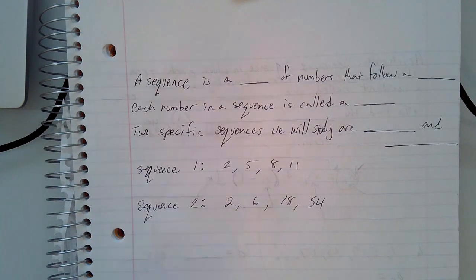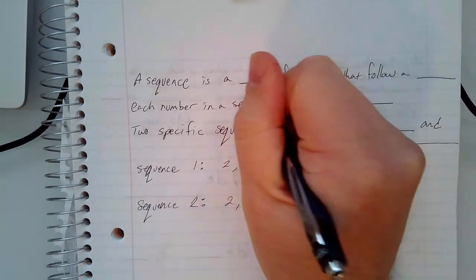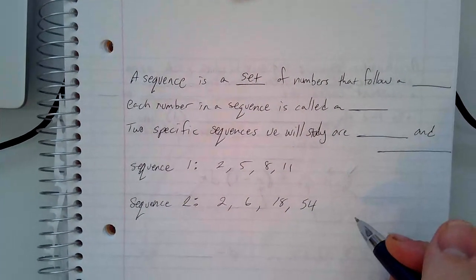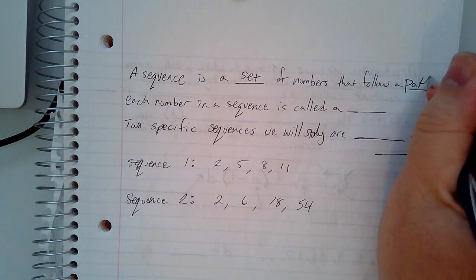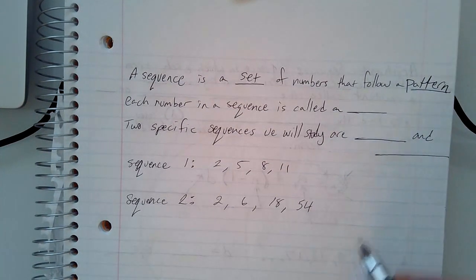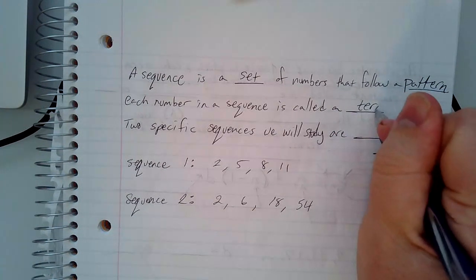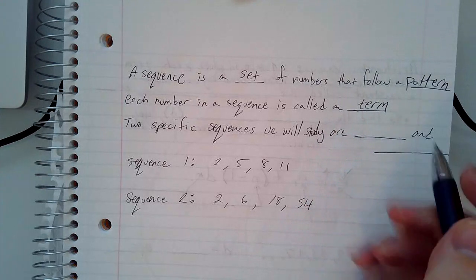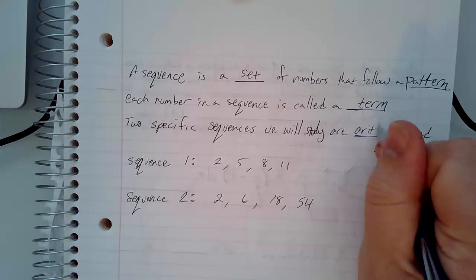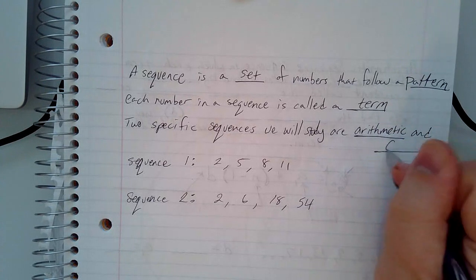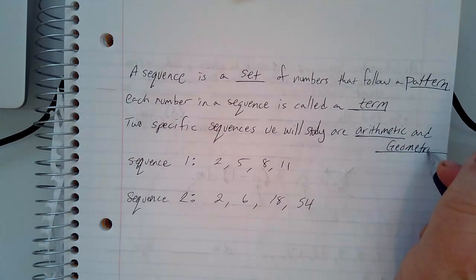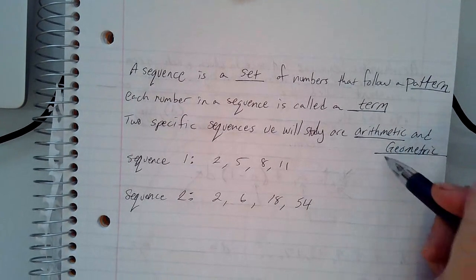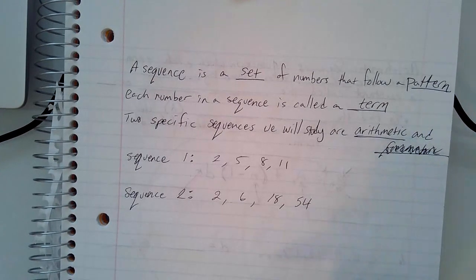So let's get started. Our notes are over at types of sequences. This is day 1, arithmetic and geometric sequences. A sequence is a set of numbers that follow a pattern. Each number in a sequence is called a term. And 2 specific sequences we will study, which is false, we're only going to cover one of them. The 2 specific ones are arithmetic and geometric. But we are only covering arithmetic, so we are not covering geometric this year.